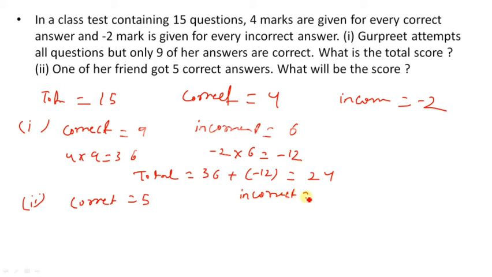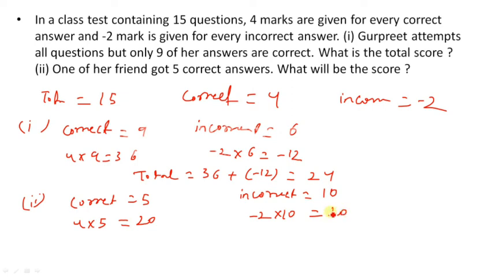Now for every correct answer she gets 4 marks. So total 5 correct answers are there. So marks for correct answers are 4 into 5, which is 20. Now how many incorrect answers are there? 10. And for every incorrect answer minus 2 marks are given. So total marks for incorrect answers will be minus 2 into 10, which will be equal to minus 20.